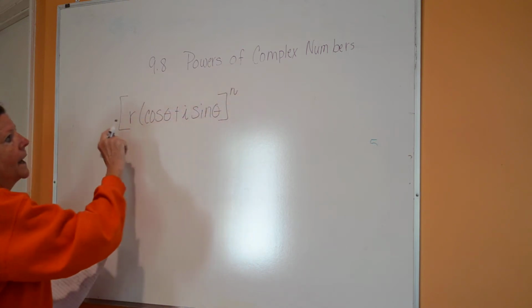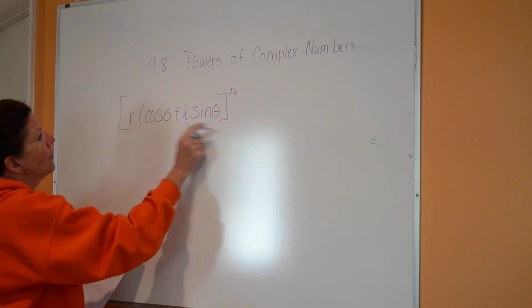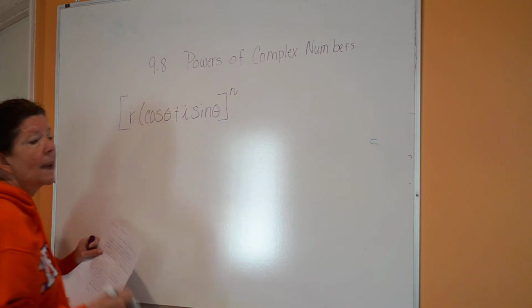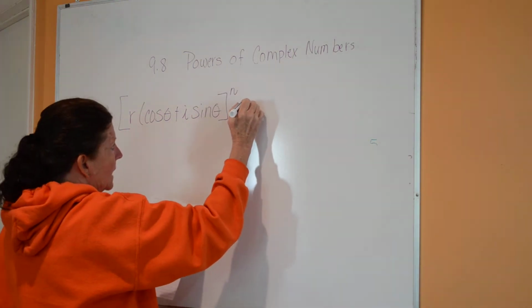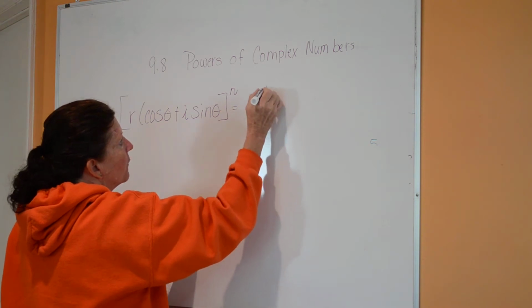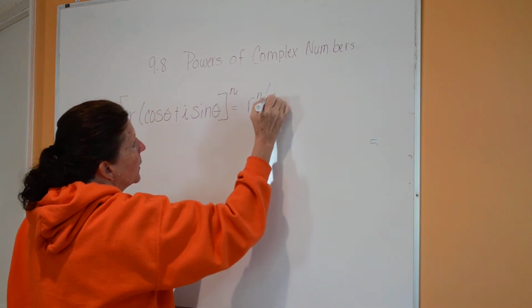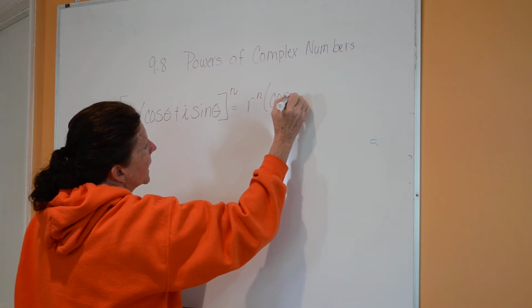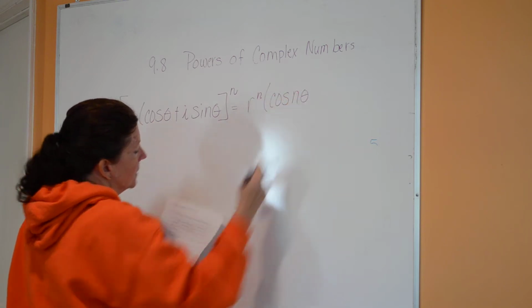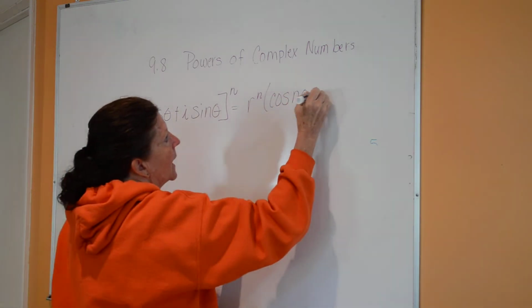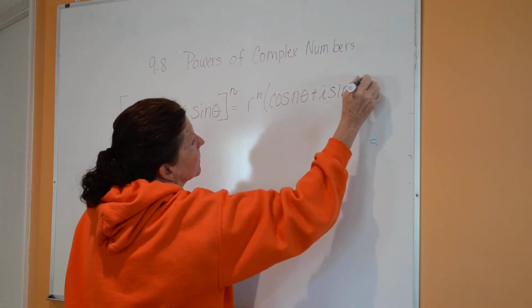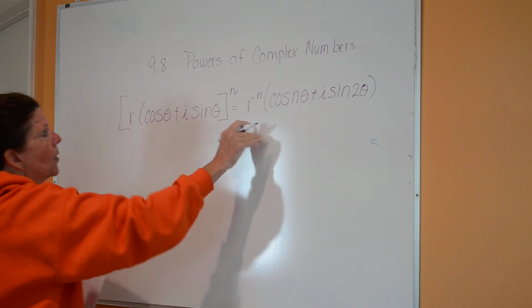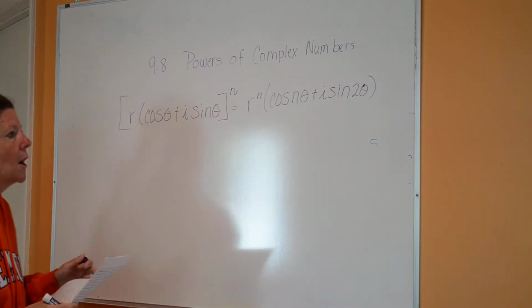Okay, so you've got a complex polar form of a number and it's raised to the n power. What you're going to do is take that n and put it on the r value, and then multiply that n times the angle. So that's the form that working a power of a complex number takes.